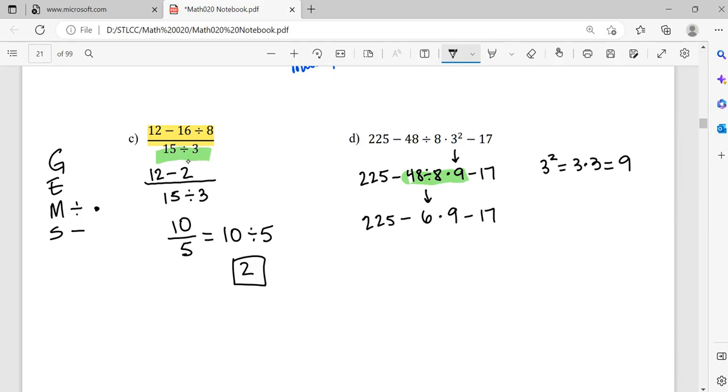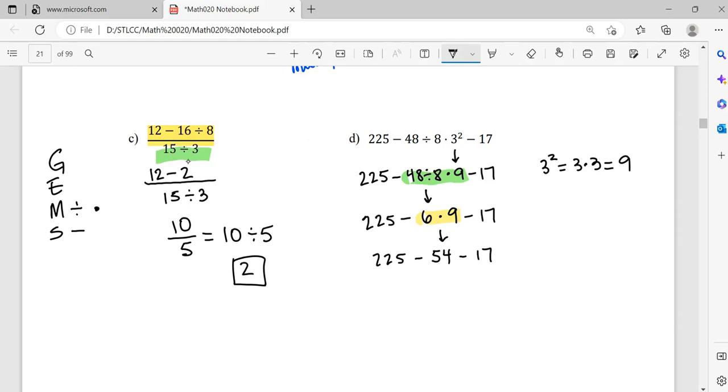Okay. So with every step of the way, the problem gets smaller. So now we're down to 3 operations. I have subtraction, multiplication, and another subtraction. So the next part I'm going to do is the multiplication. All right, so for multiplication, I have 225 minus 6 times 9, which is 54, and then the minus 17.